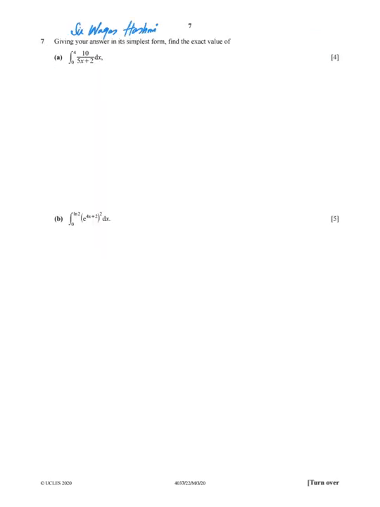It's question number 7 from the topic integration. It says, giving your answer in the simplest form, find the exact value of the integral from 0 to 4 of 10 divided by 5x plus 2 dx. So if I write in this form, 10 times the integral from 0 to 4 of 1 divided by 5x plus 2 dx, it does not matter, it does not affect the question.